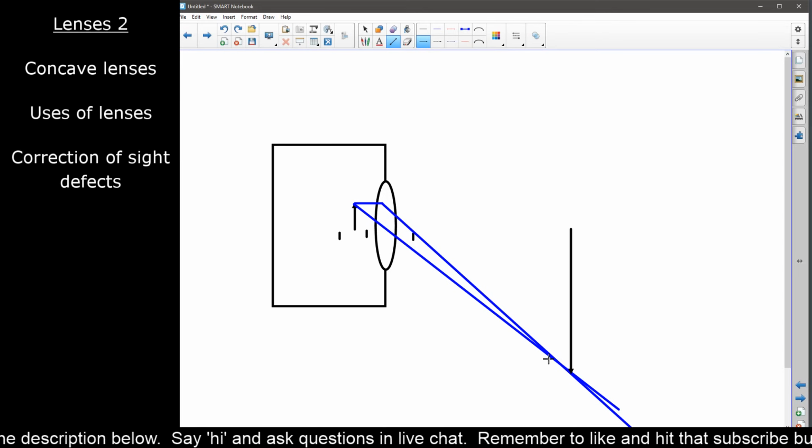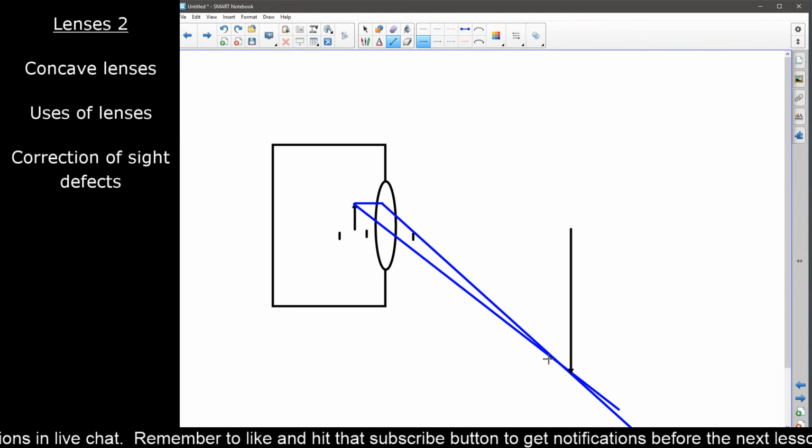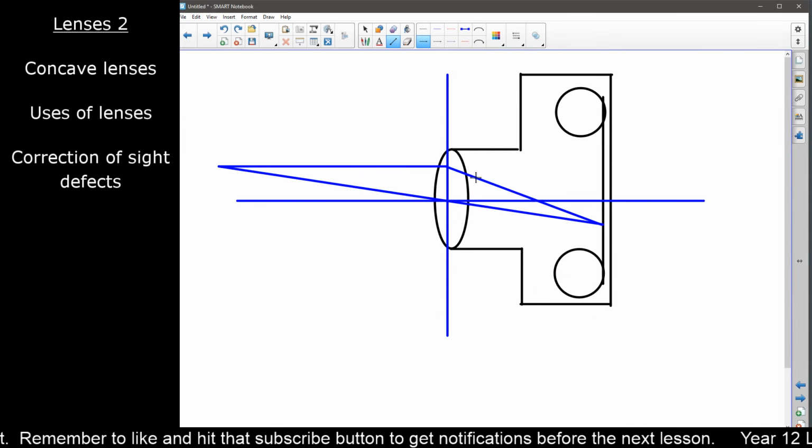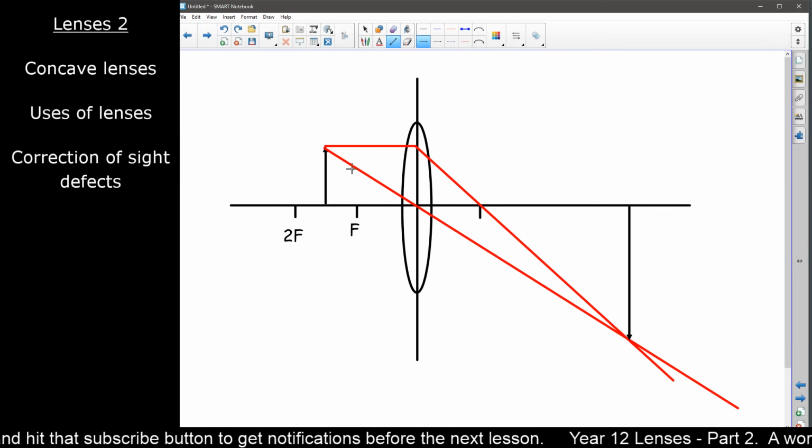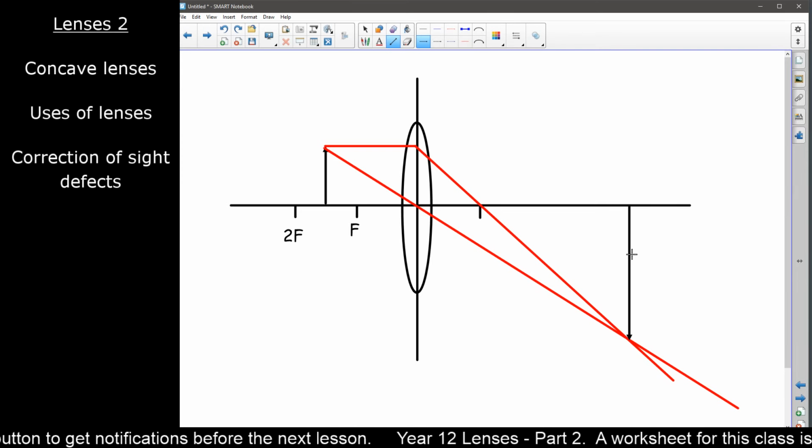2 uses of convex, well, 3 uses. The one was the magnifying glass. Check that out in episode 1 from last week, or 2 weeks ago even. So we've got magnifying glass as a use for convex lenses. We've got back here, we've got a regular camera, making a faraway object look smaller because it's beyond 2f. We've got a projector, object between f and 2f, making a projected larger image further away.